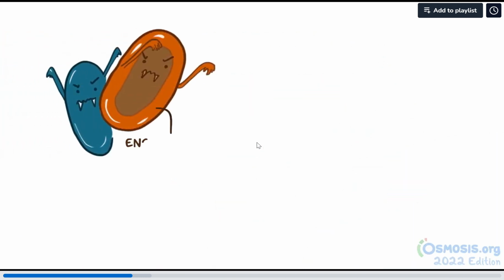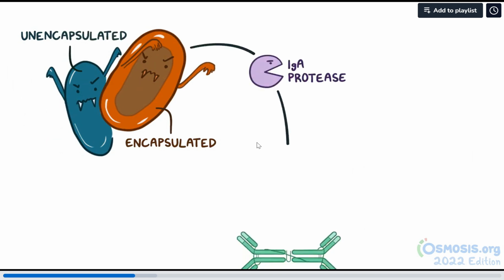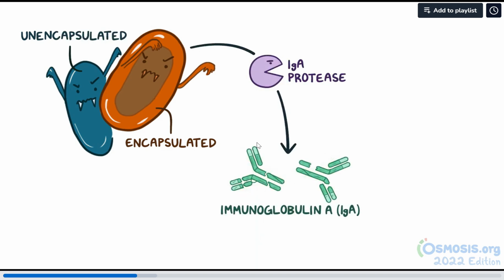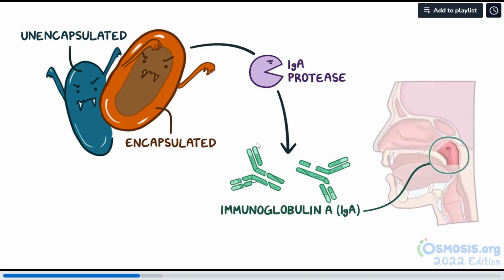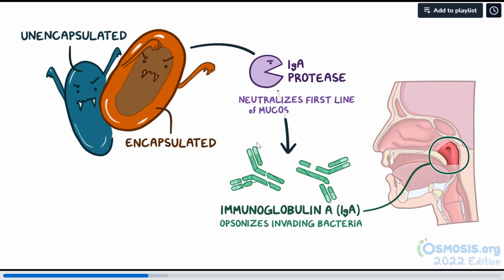What's more, both encapsulated and unencapsulated strains make IgA protease, a toxic protein that destroys immunoglobulin A, or IgA. IgA is an immune system protein found in the nasopharyngeal mucosa secretions that normally opsonizes invading bacteria, meaning it tags them so neutrophils can recognize and destroy them. So IgA protease neutralizes the first line of mucosal defense.